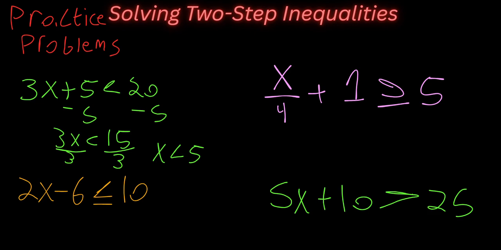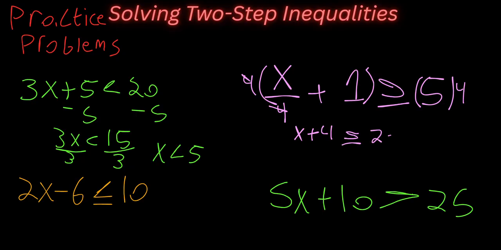We'll pop right over here to pink. We'll multiply both sides by 4. Try to be very economical with our space. Multiply both sides by 4. We get x plus 4 is greater than or equal to 20. We subtract 4 from both sides, and we find that x is greater than or equal to 16.